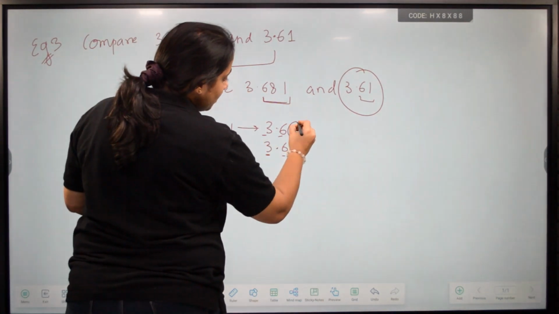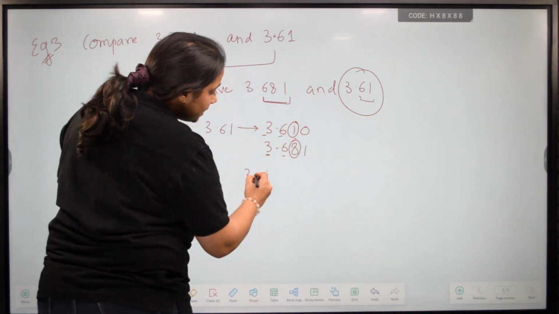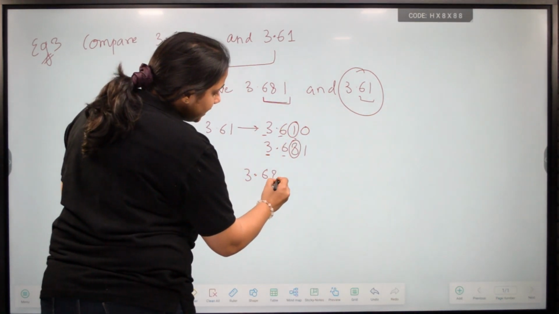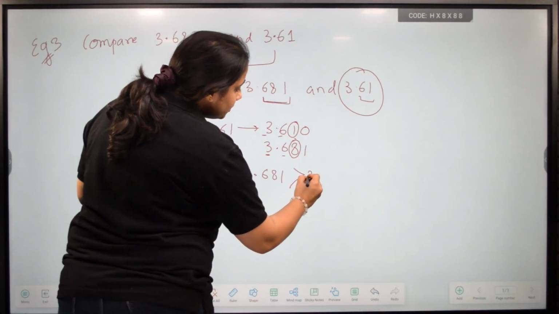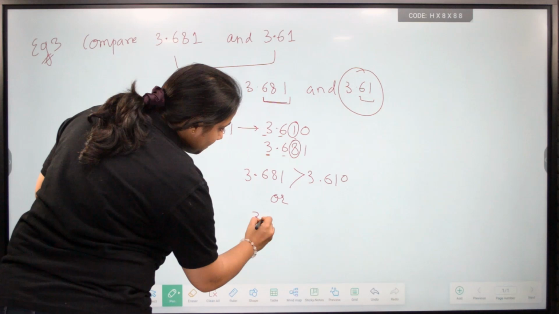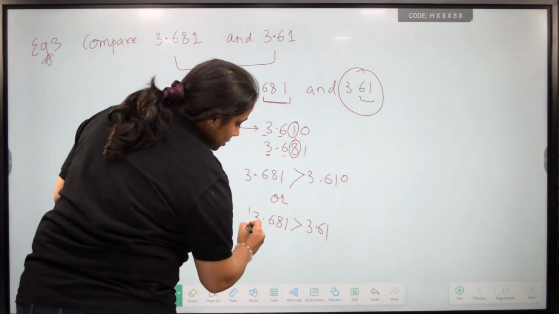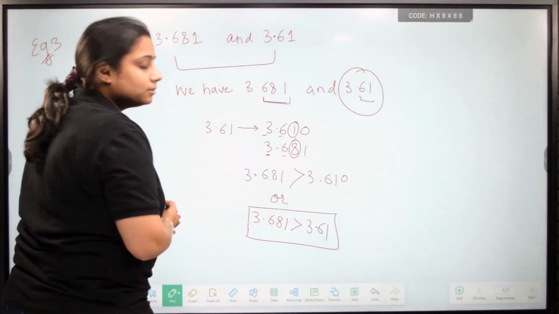Now we have 1 here and 8 here. As you know, 8 is greater than 1. So we can say that 3.681 is greater than 3.610, or we can say that 3.681 is greater than 3.61. So this is our final answer.